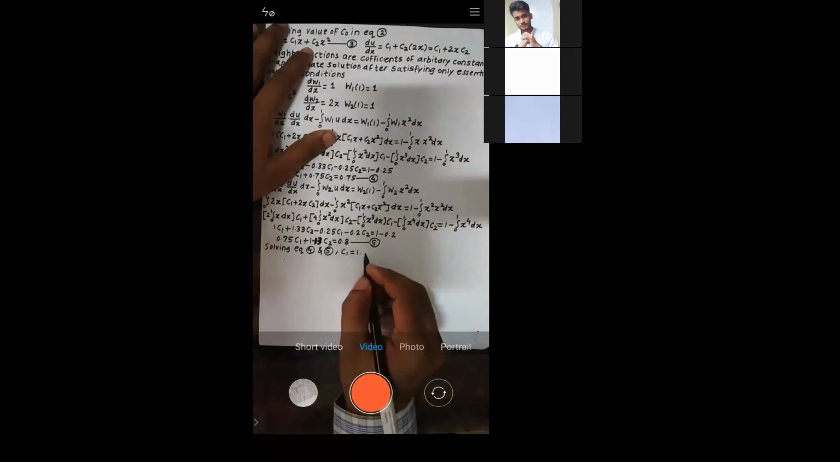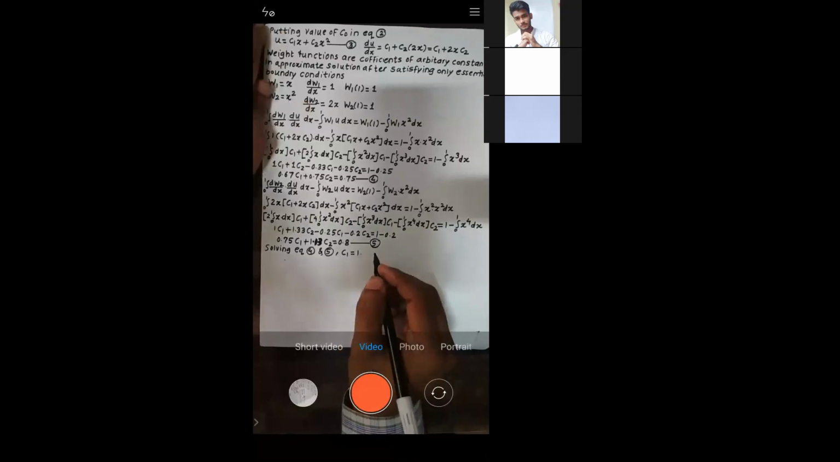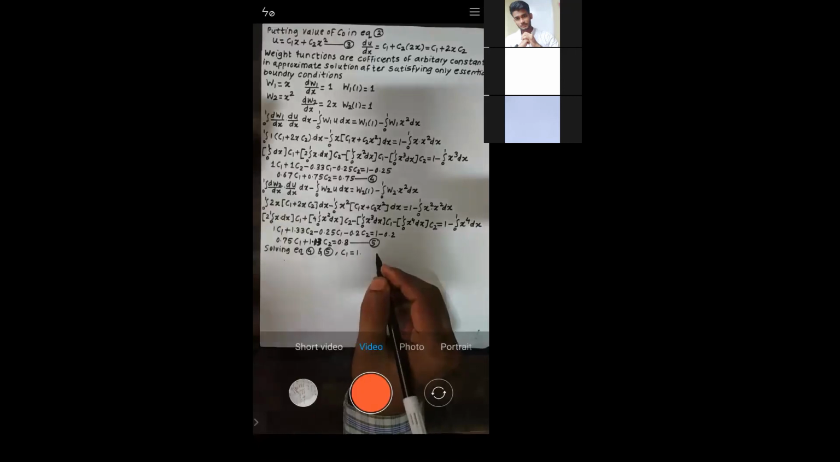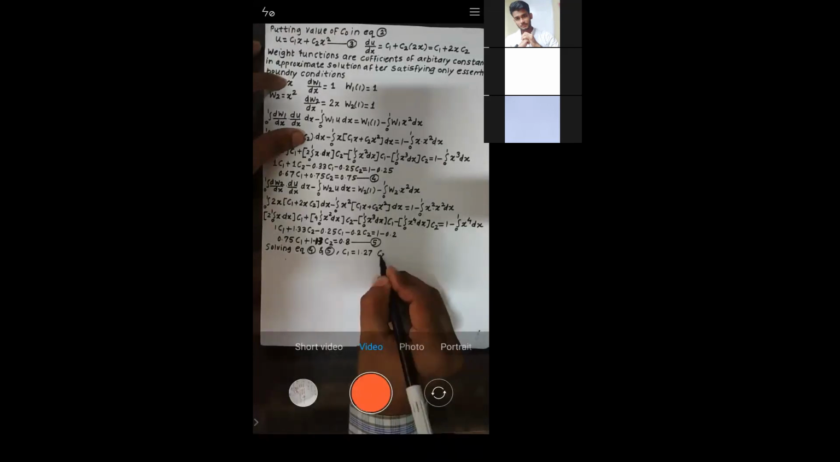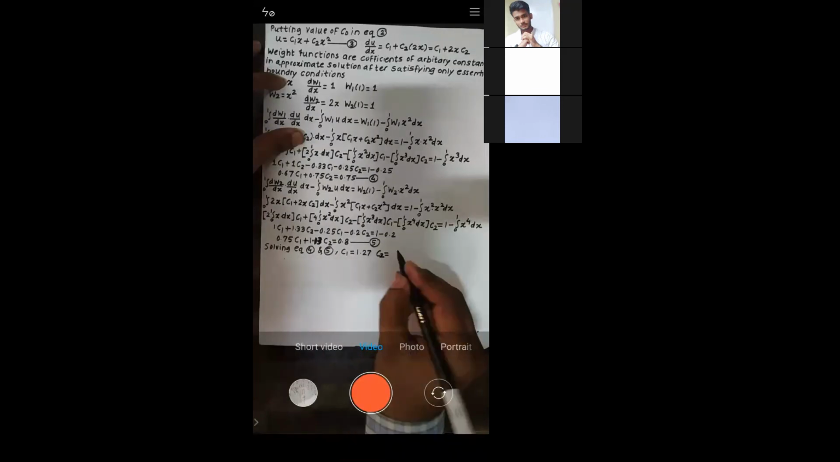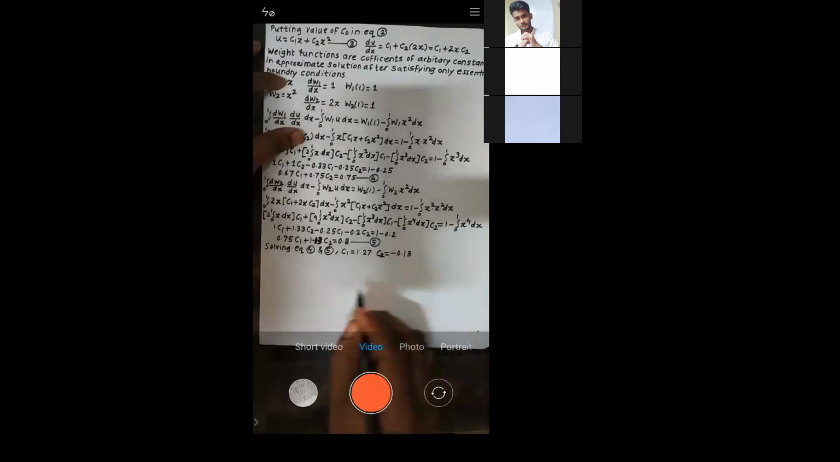All of you check the value of C1. Just check the value of C1. 1.27. Okay, 1.27. C2 is minus 0.13. Okay, so this is C1, this is C2.